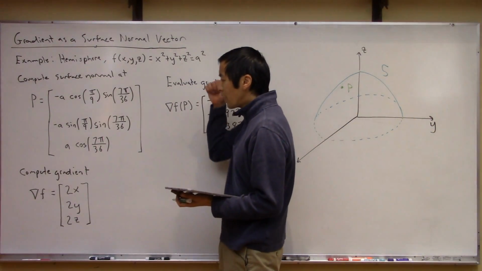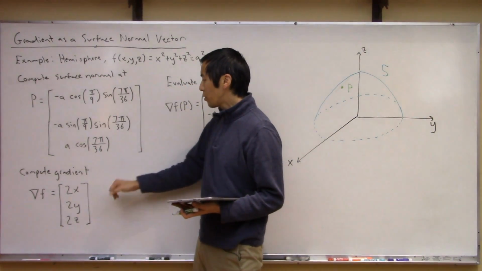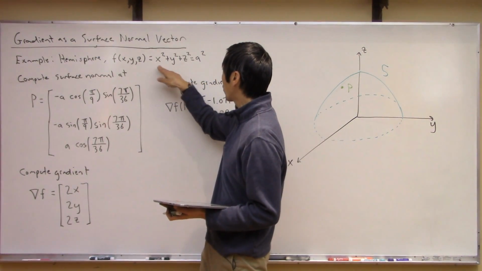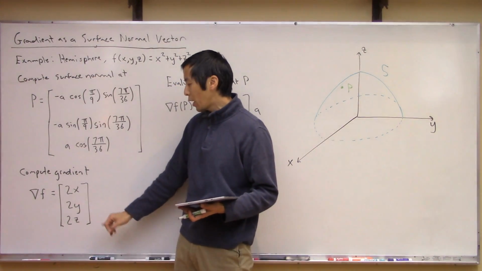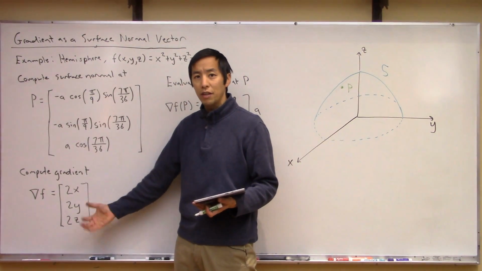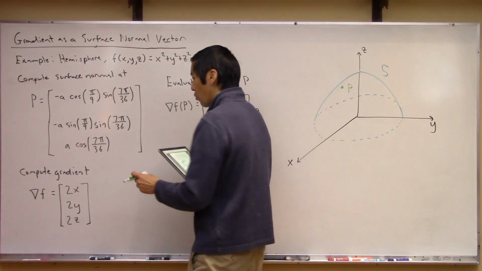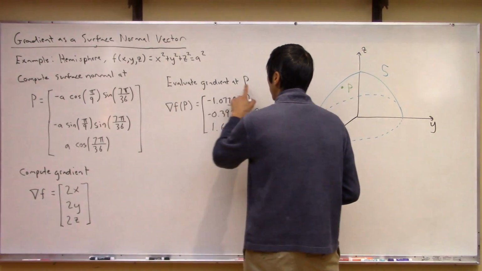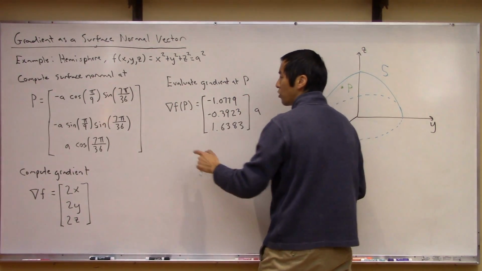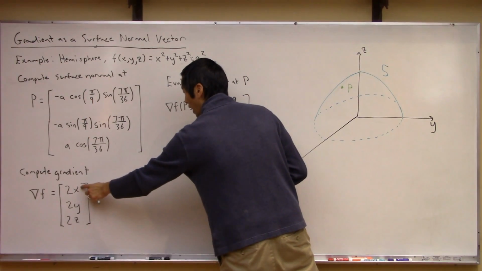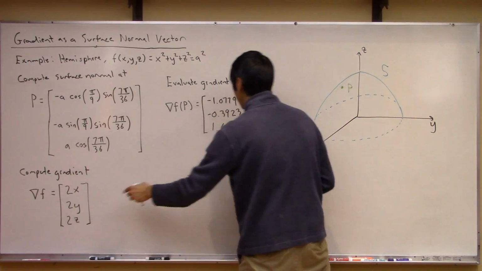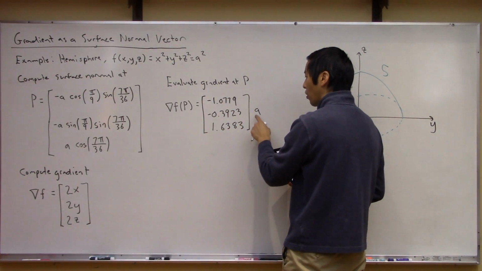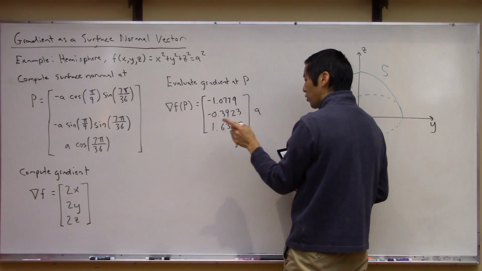Okay, so now in order to get the surface normal at that point, all we need to do is compute the gradient. So let's take the derivative of this. This is the f part, right? Take that with respect to x, y, and z, and as you can see, you just get 2x, 2y, 2z. Now, this tells us the gradient at any location x, y, z. We want to evaluate the gradient at that point, so all you need to do is plug in this number for x, this number for y, that number for z. You end up with this thing. So this is the gradient, or the surface normal vector, at that point P.